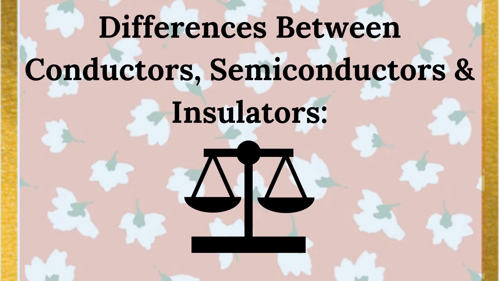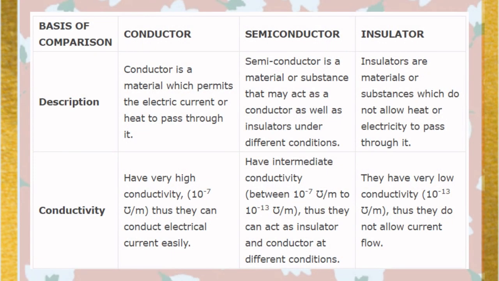Differences between conductors, semiconductors, and insulators. Basis of comparison: description. A conductor is a material which permits electric current or heat to pass through it. A semiconductor is a material or substance that may act as a conductor as well as an insulator under different conditions. Insulators are materials or substances which do not allow heat or electricity to pass through them.